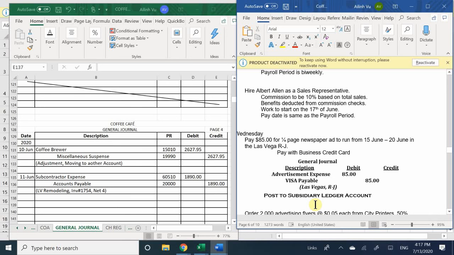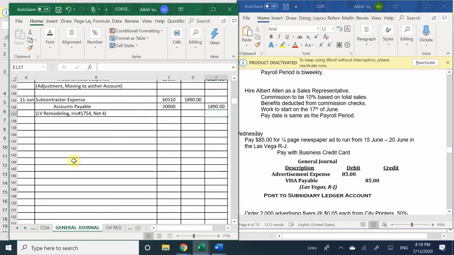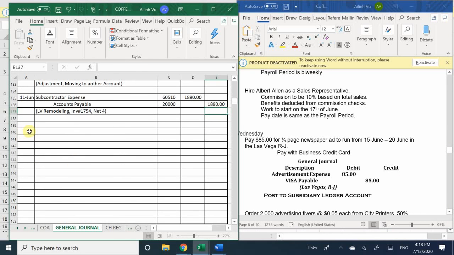Again, we're going to start using our business credit card. Yay! We're going to swipe our credit card for the first time. So here we're doing an advertising expense, and we're going to use our Visa credit card for that amount of $85. Let's go to our journal and journalize that entry.